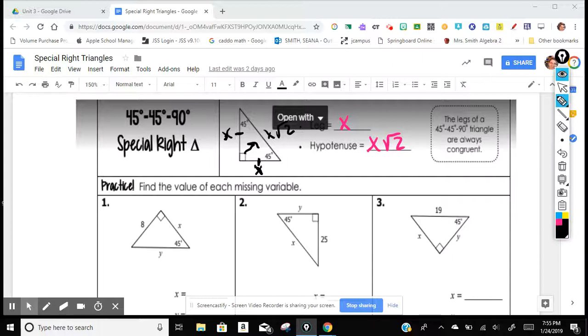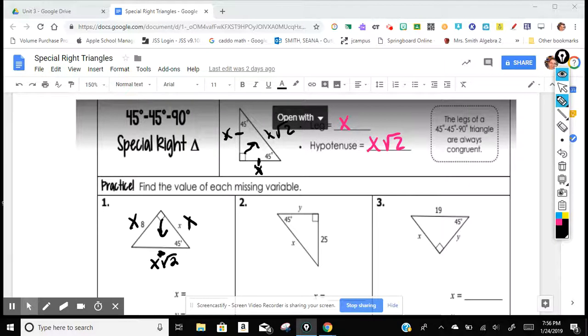So let's try a couple of problems down here together. The first thing I always do on this is I mark off the y. I prefer not to have another variable out there confusing me. When you label these, always label starting with the hypotenuse because that's the difficult side. That's the x radical 2 side on 45-45-90s. And that leaves the two legs being x and x.